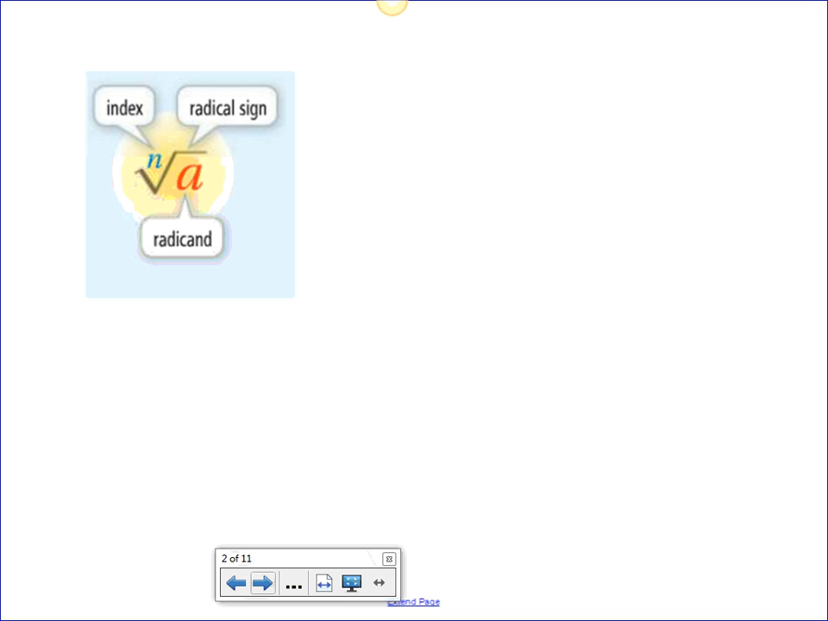terminology that we want to make sure we're aware of. The radical sign obviously is the square root symbol. The radicand is simply the number underneath the radical sign, and then the index would be like our number here, so like the square root or the cube root, the 3 or the 2. If I looked at the square root of 49, or if I looked at the cube root of 27, this number here, those are our indexes.